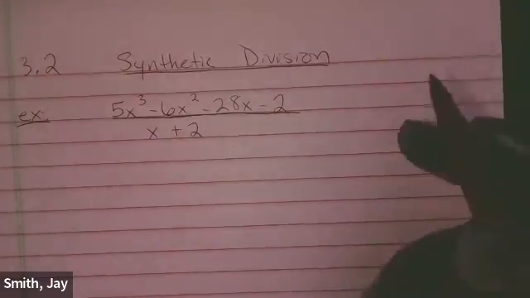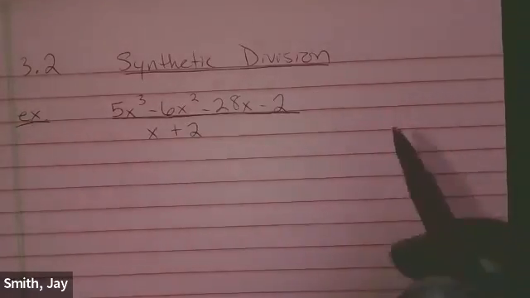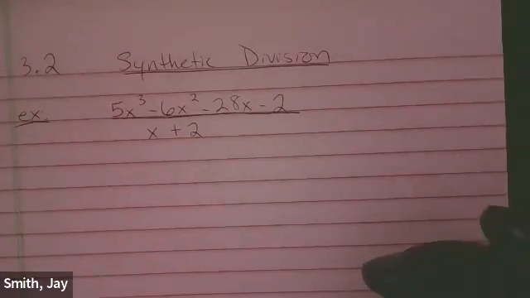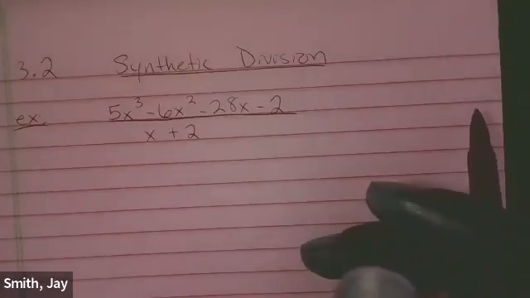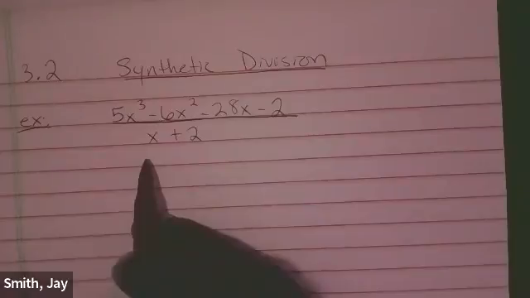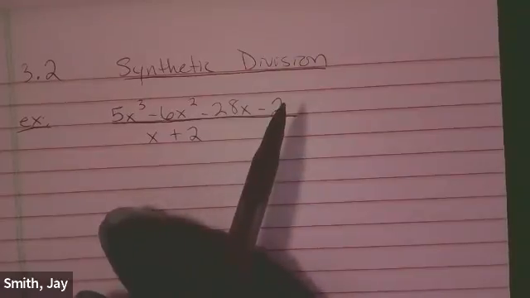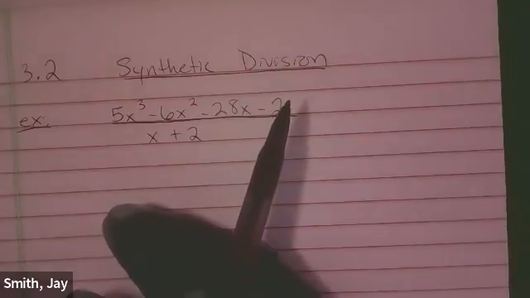If we're missing a degree, we have to account for it by plugging in 0 x's in that placeholder. Now, if we think back to long division, technically what we're doing with long division is dividing and subtracting. With synthetic division, it's actually the reverse. We're going to be adding and multiplying.